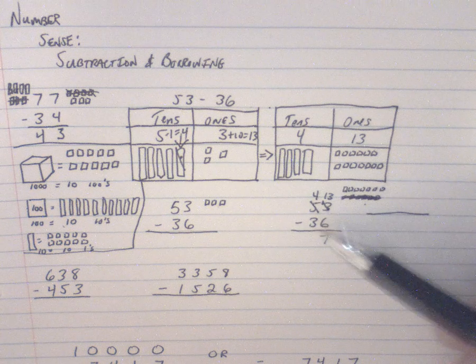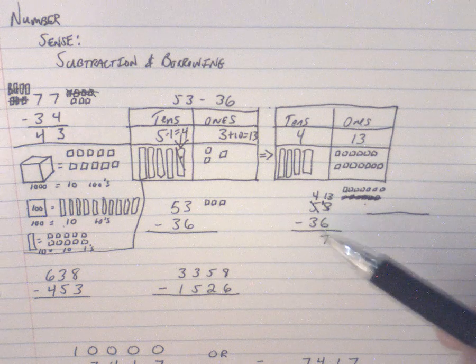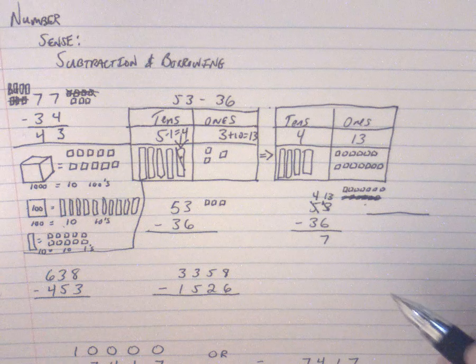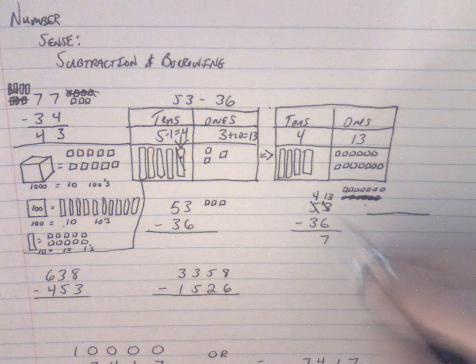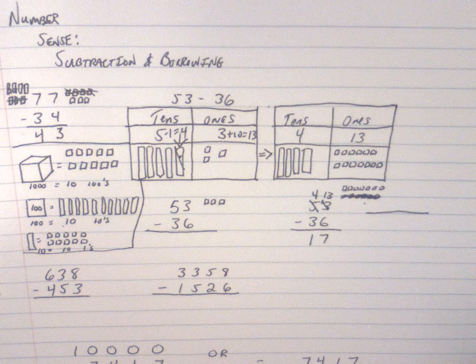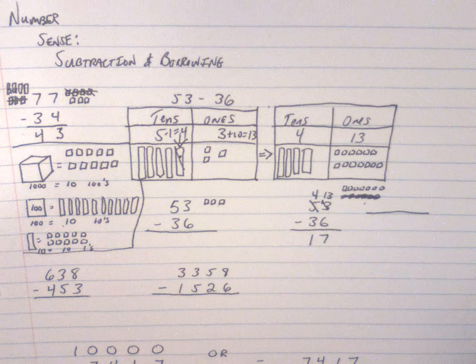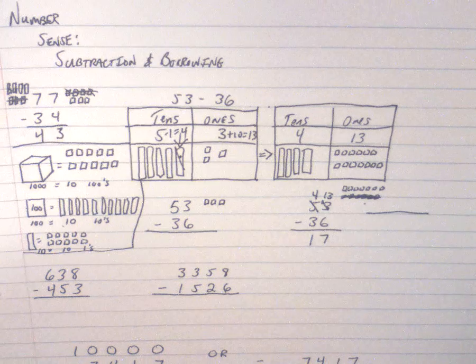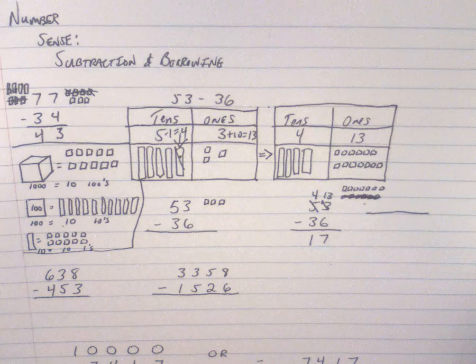Now, I have a bigger number on the top. So again, bigger number on the top, I can subtract all day long. 4 minus 3 is 1. So I have 17. If I take 36 away from 53, I am left with 17.